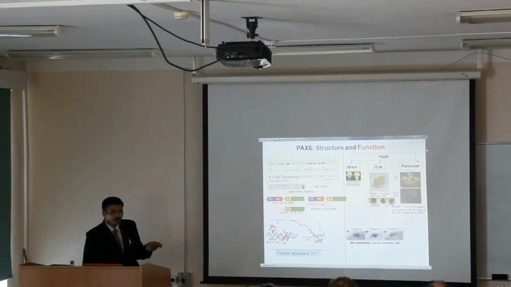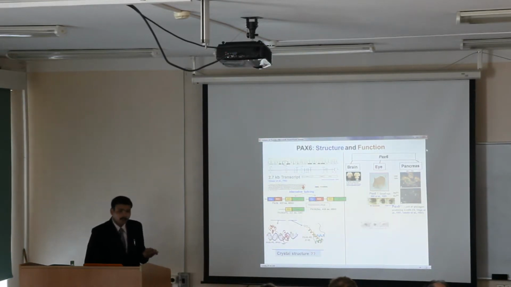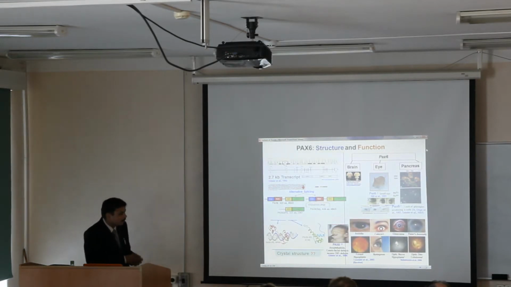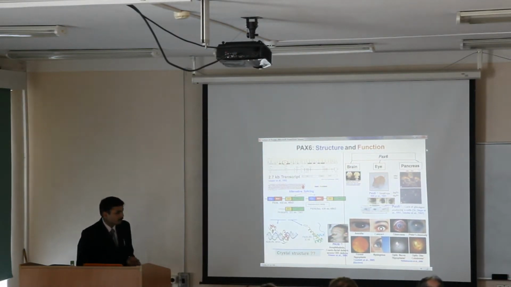In another of the PAX6 isoforms, if we compare this and this, the eye of this mouse is smaller, and it is causing microphthalmia. Mutations in this gene are reported in patients where there are no eyes, no nose and no brain, and these patients die a short time after birth.